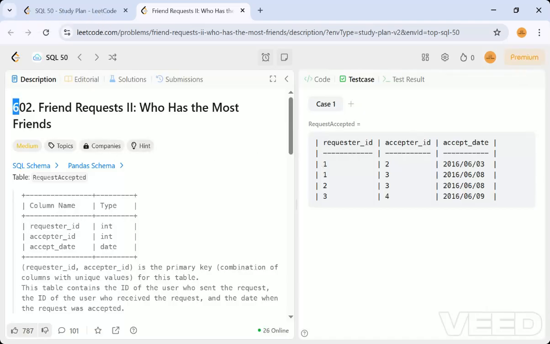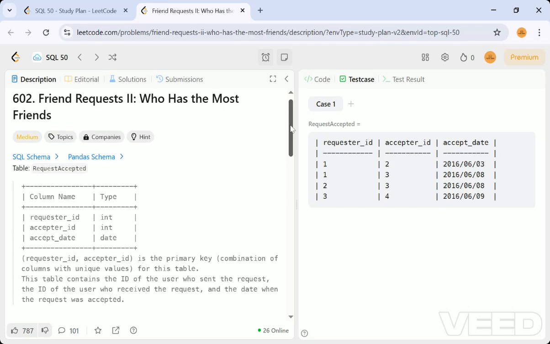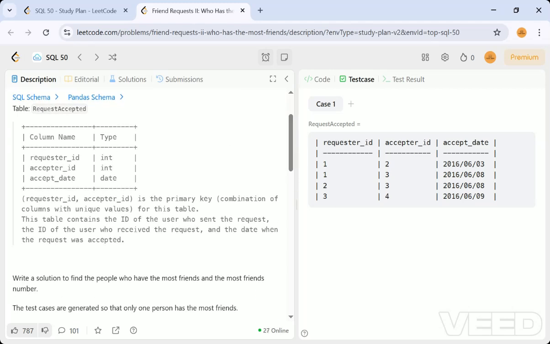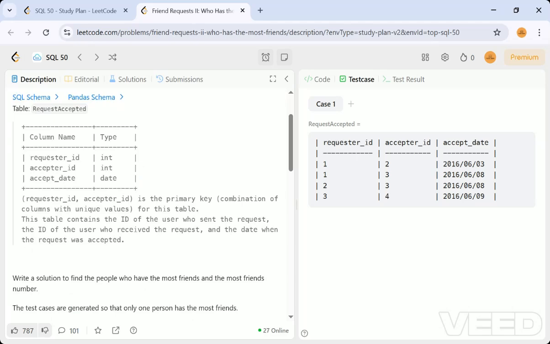The problem number is 602: Friend Requests II, find the people who have the most friends. So let's see the table. They have given a RequestAccepted table. It has requester_id and accepter_id, and the accept_date on which the request was accepted.